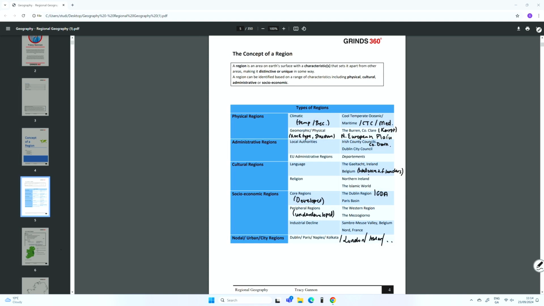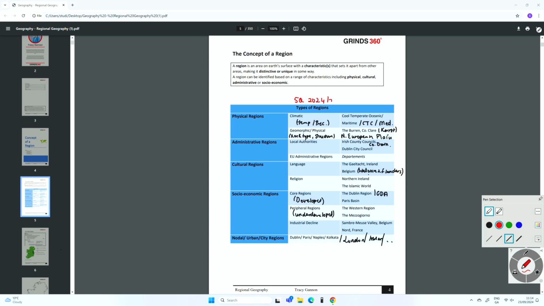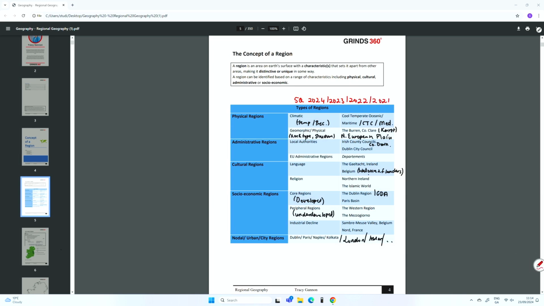Now remember that this is something that appears pretty much every single year in short questions. So for instance, if I was to give you a list, short questions in 2024, yes, it did appear. In 2023, yes, we got one question. In 2022, yes, we got one question. In 2021, yes, we got one question. Every single year, we tend to get one question based on this.